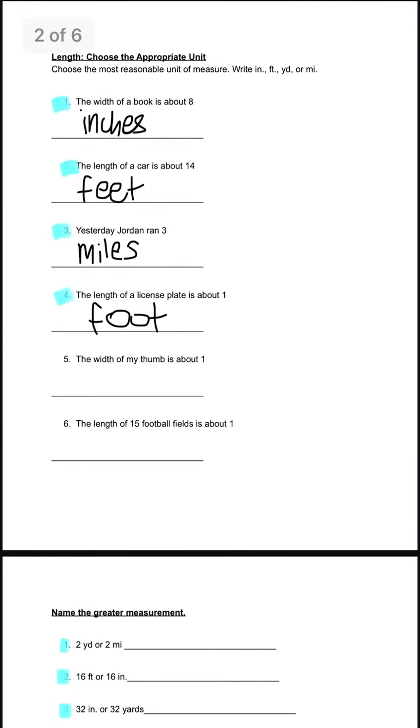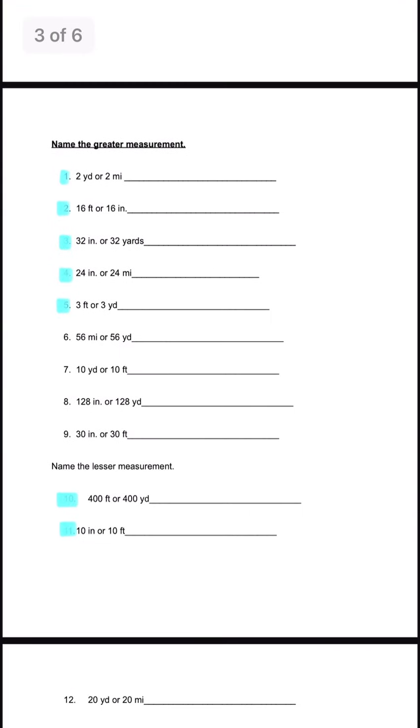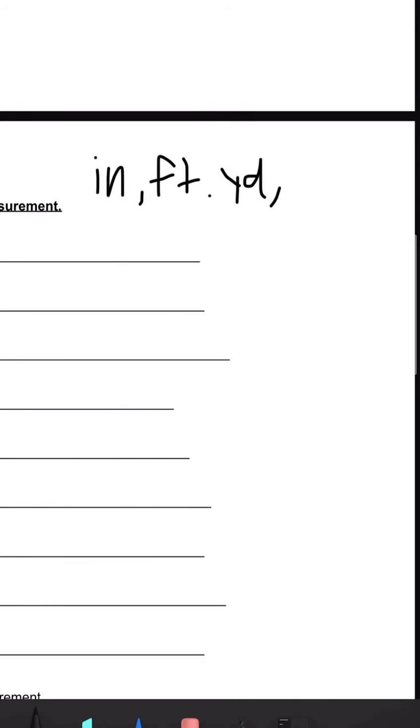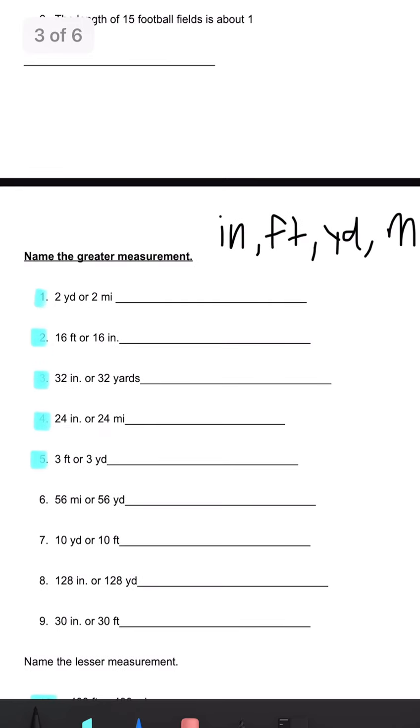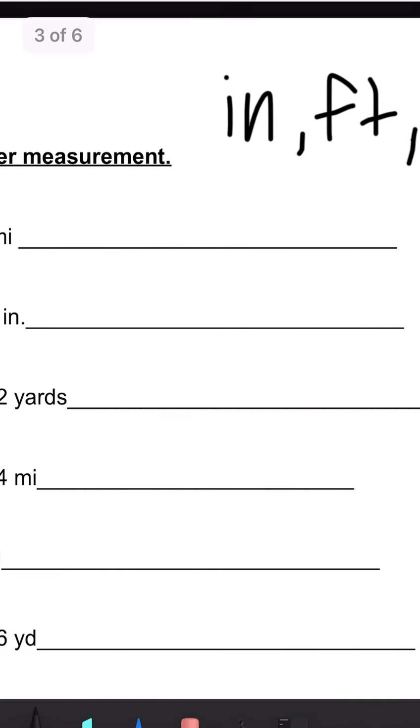Okay, let's move to page number 3. Name the greater measurement. So again, I'm going to write it up here just to reinforce the different lengths. We're going to have inches, feet, yards, and miles. And this is in order from least to greatest. So what is the greater measurement? 2 yards or 2 miles? We're going to put 2 miles.